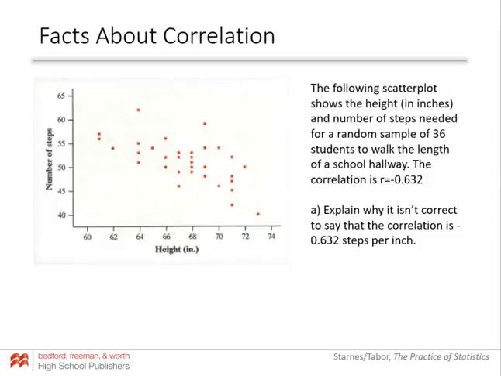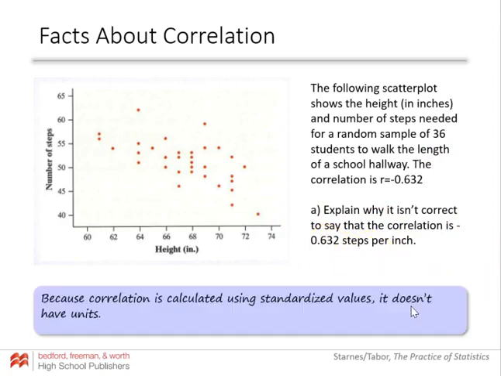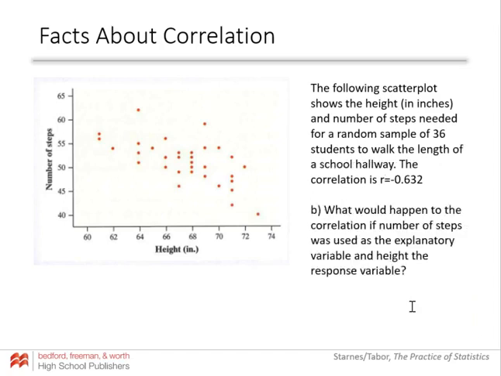So here's a scatter plot that we have between the height of people and the number of steps it took them to get down a hallway. All right. Explain why it isn't correct to say that the correlation is negative 0.0632 steps per inch. Okay. So this is what we just talked about. Correlation does not have units because it's used standardized values.